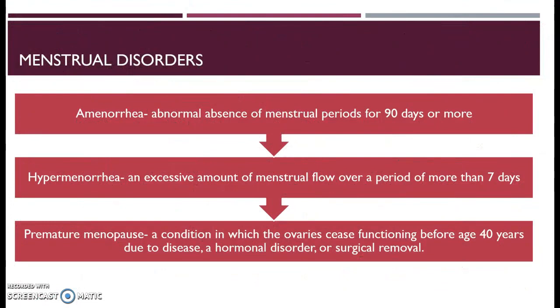Menstrual disorders. Amenorrhea is the abnormal absence of menstrual periods for 90 days or more. Hypermenorrhea is an excessive amount of menstrual flow over a period of more than 7 days. Premature menopause is a condition in which the ovaries cease functioning before age 40 years due to disease, hormonal disorder, or surgical removal.